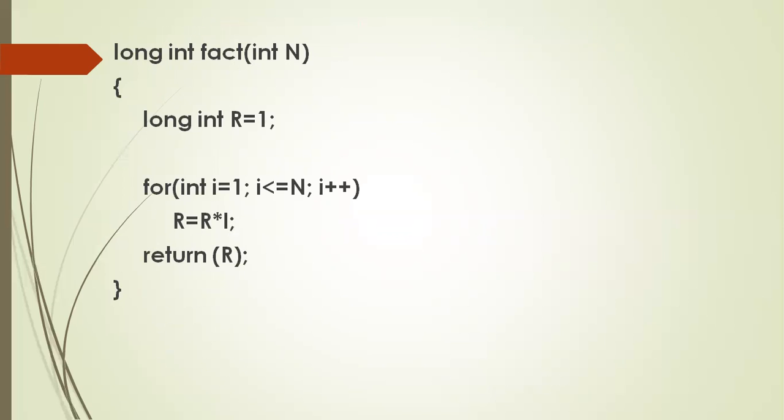Return type is long int. Function name is fact, int n. To start with, a long int r equal to 1, because in order to compute the factorial of a given number, you initialize the value of r equal to 1.